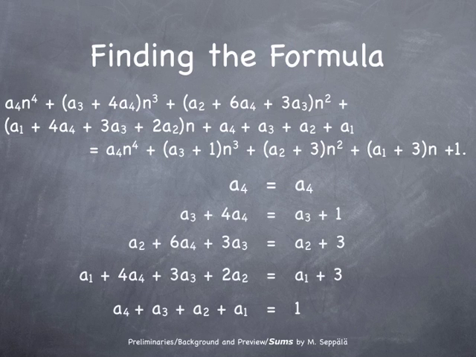Here we have now 5 equations for 4 unknowns, but the fifth equation, that's the first one, a4 equals a4, is always true. Therefore we really have only 4 equations and 4 unknowns. Next we solve these unknowns out of these 4 equations.